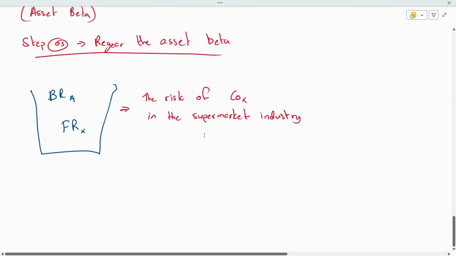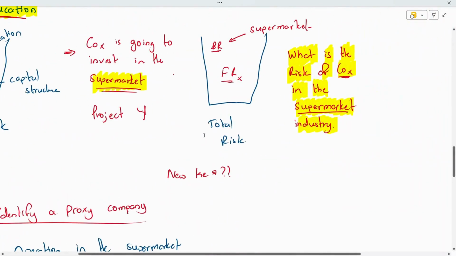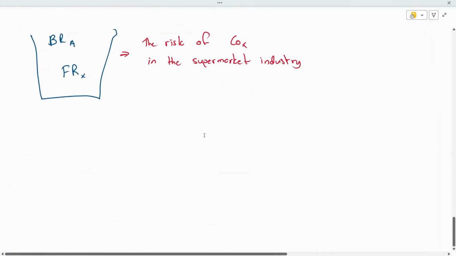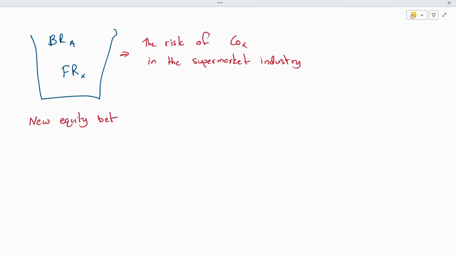Did we calculate what was required? Yes. What is the risk of company X in the supermarket industry? We found it out. This is company X's new equity beta. This new equity beta can be used in the capital asset pricing model to calculate the new cost of equity. So with regards to regearing and ungearing, this is basically what we are going to explain.